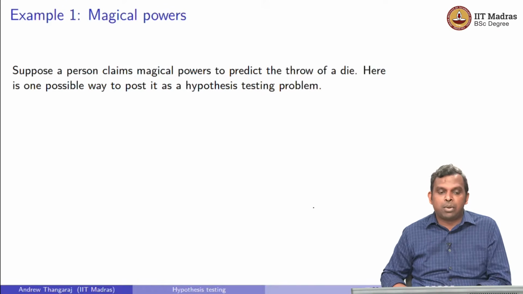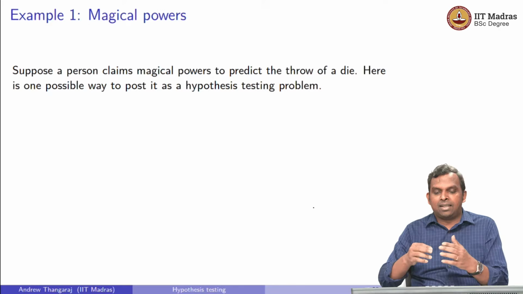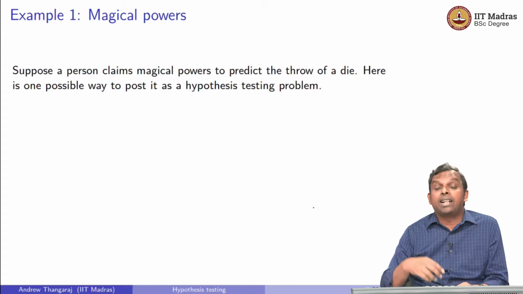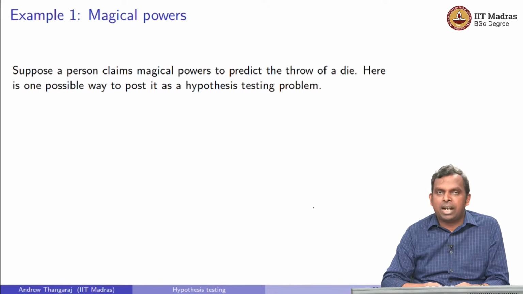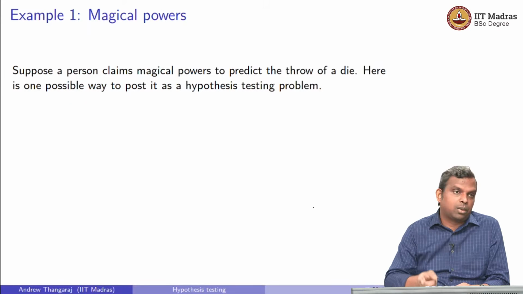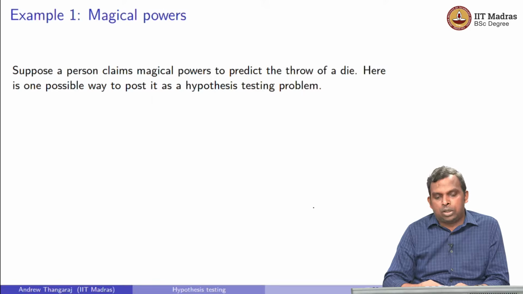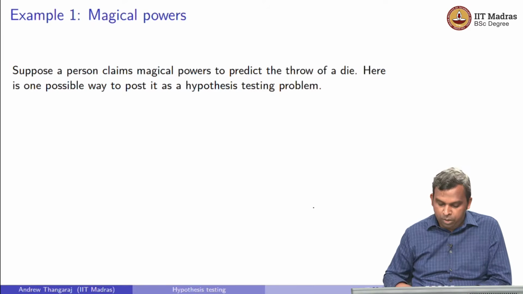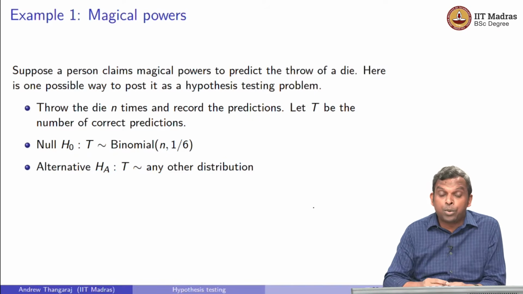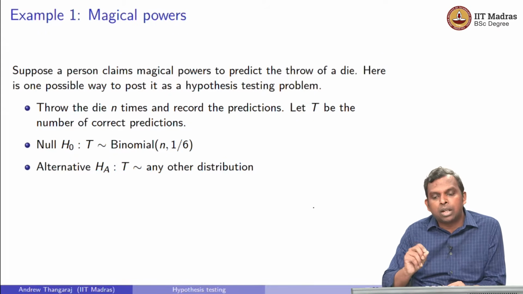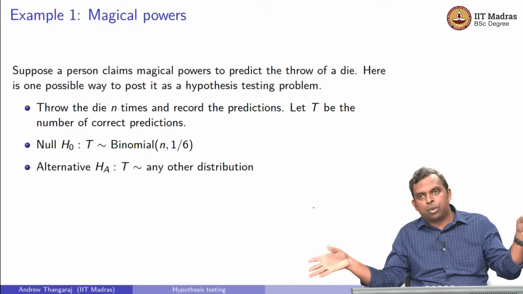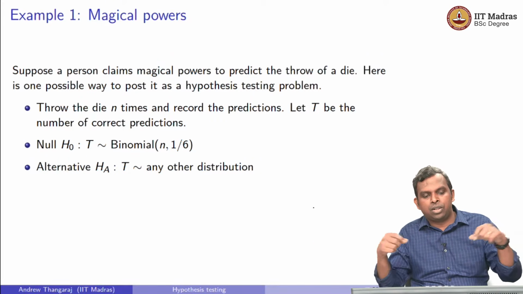First is this magical power example, right? There's a person who claims, let's say, to be very precise, that he or she can predict the throw of a die. You're throwing a die, a fair six-sided die, and this person with magical powers says, I can predict what it will be even before it shows up. Okay, so here's one possible way you can pose it as a hypothesis testing problem. You throw the die n times and you record the predictions. So you ask for the prediction, throw, ask for the prediction, throw, ask for the prediction, throw. You just keep recording it.